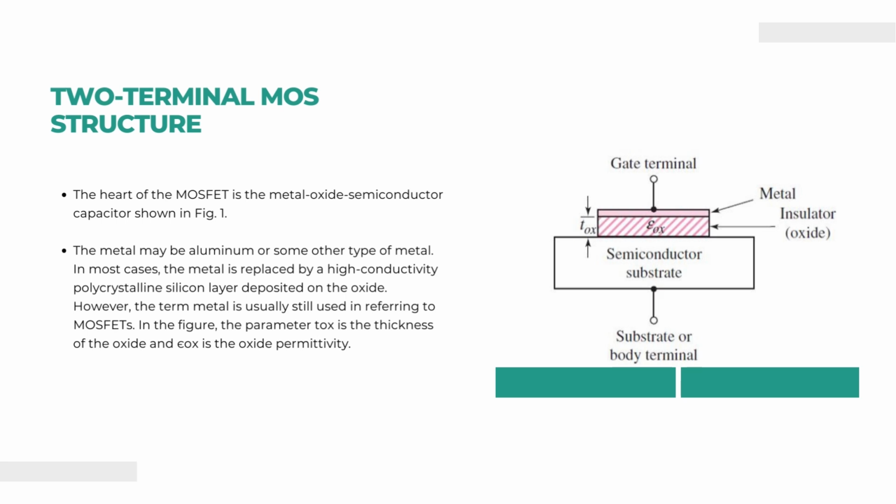This is highly important in discussing MOSFETs. The metal may be aluminum or some other type of metal. In most cases, the metal is replaced by a high conductivity polysilicon layer deposited on the silicon dioxide. However, the term metal is usually still used in referring to MOSFETs. In the figure, the parameter Tox is the thickness of the oxide and epsilon ox is the oxide permittivity.